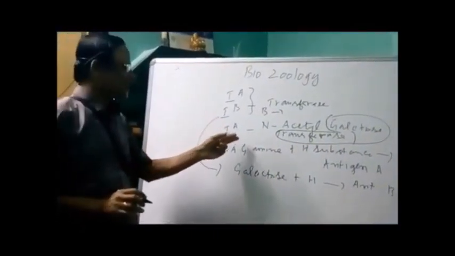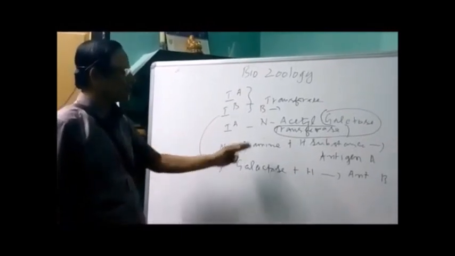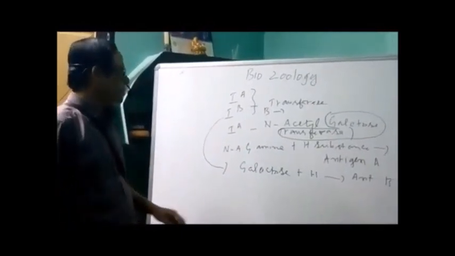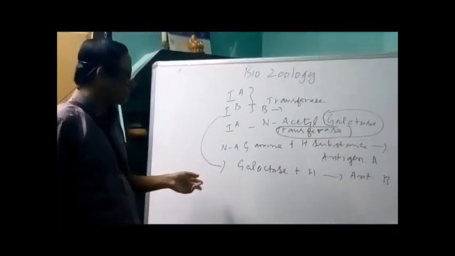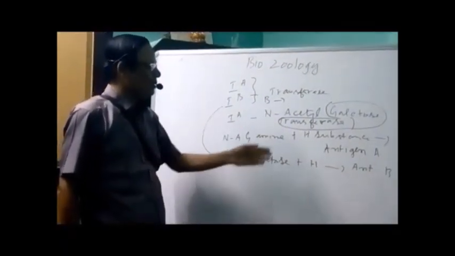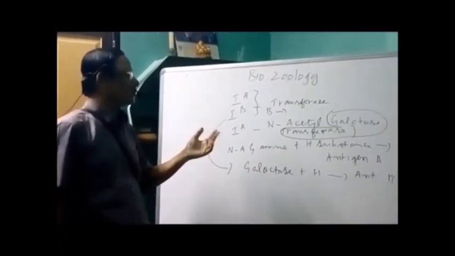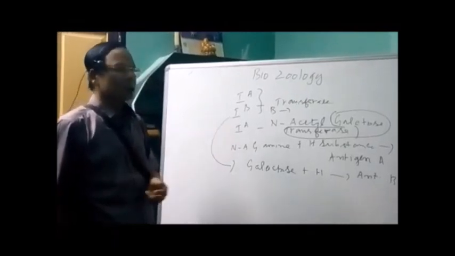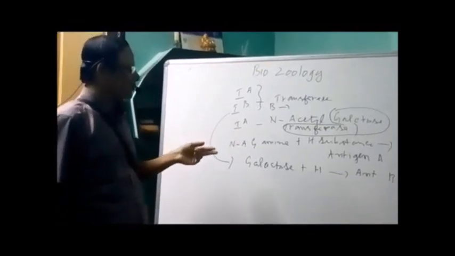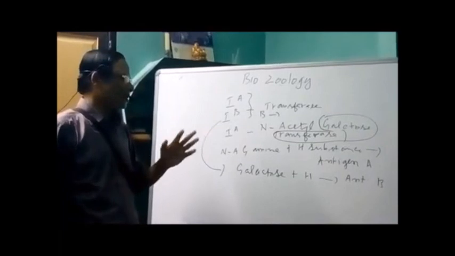So, IA allele is responsible for the production of N-acetyl galactosamine transferase. That enzyme catalyzes the reaction, namely N-acetyl galactosamine plus H substance to form antigen A. And the B allele produces only galactose transferase. That galactose transferase transfers the galactose to H substance to form antigen B. So commonly the enzymes are called transferases, but we have two different enzymes: N-acetyl galactosamine transferase for catalyzing the formation of antigen A, and galactose transferase for catalyzing the formation of antigen B.